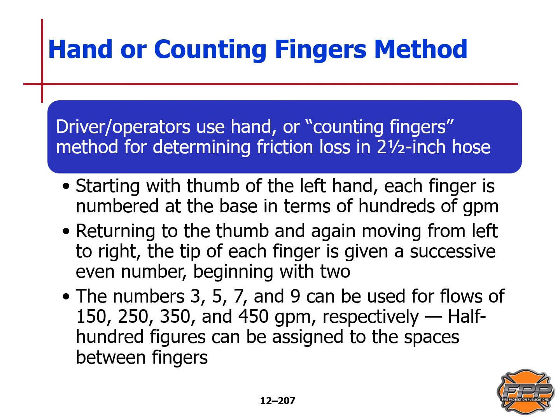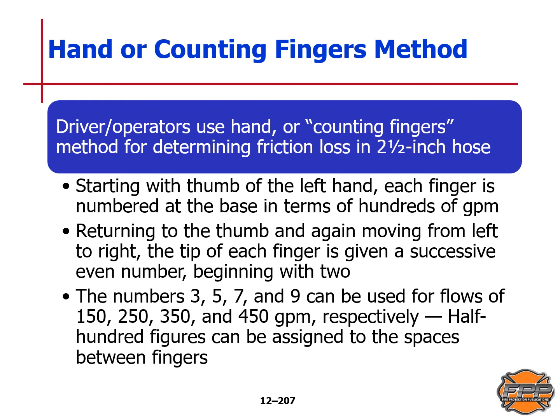Starting with the thumb of the left hand, each finger is numbered at the base in terms of hundreds of gallons per minute. Returning to the thumb and again moving from left to right, the tip of each finger is given a successive even number beginning with 2. The numbers 3, 5, 7, and 9 can be used for flows of 150, 250, 350, and 450 gallons per minute respectively. These are half hundred figures that can be assigned to the spaces between the fingers.